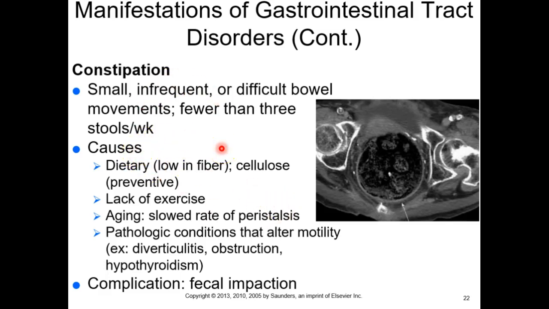Lots of causes for this. So constipation is small, infrequent, or difficult bowel movements. Again, there could be a number of different reasons for this. It could be related to an obstruction. It could be neurological in source. It could be metabolic in source. It could also be from a lack of exercise. Just increasing your motility will affect your intestinal motility. Dietary, low in fiber. Get that indigestible cellulose into your system.